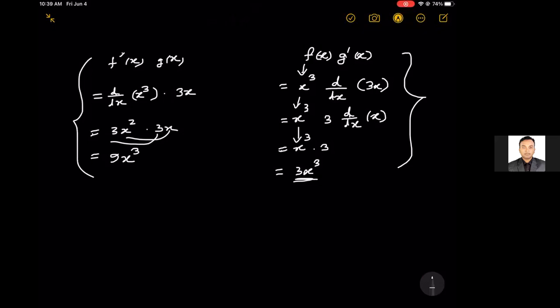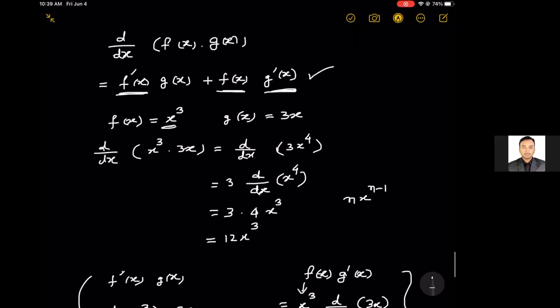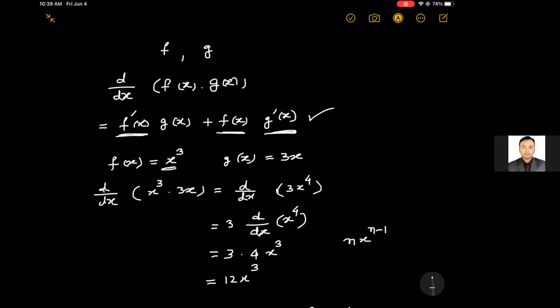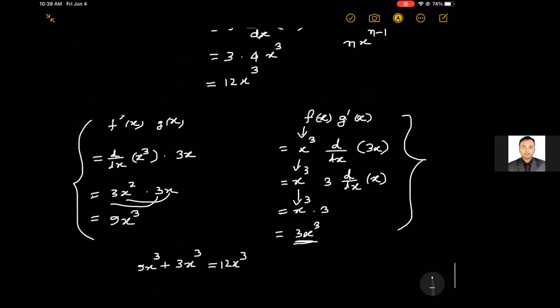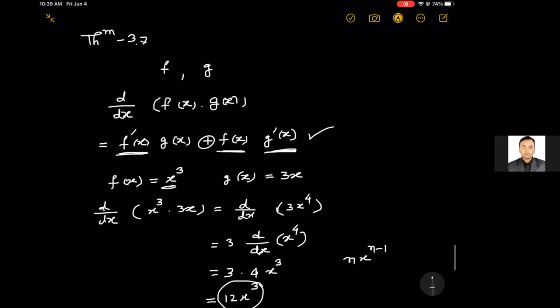So now we'll be adding these two, as the theorem says, we'll be adding these two parts and see what happens. So if we add these two, we have 9x cubed plus 3x cubed, which is 12x cubed, and it's exactly the same as this. That means this theorem holds.